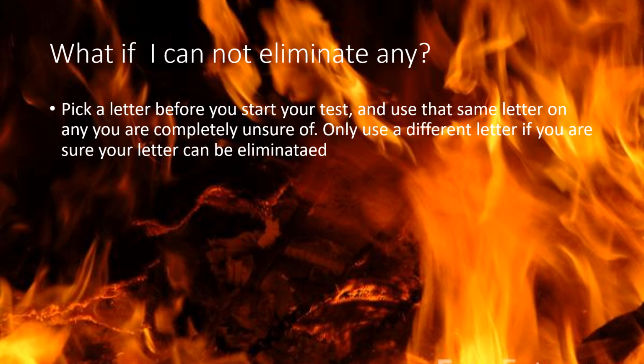One question that always comes up is, what if I cannot eliminate any answer choices? And one of the strategies you can do, or you should do, is pick a letter before you even start the test. My default letter is going to be B, as in boy. So anytime I come to a question and I cannot get to the correct answer, I'm going to choose B unless I have eliminated it for some reason. So if I have a 50-50 shot and I have A and B left, then I will pick B.